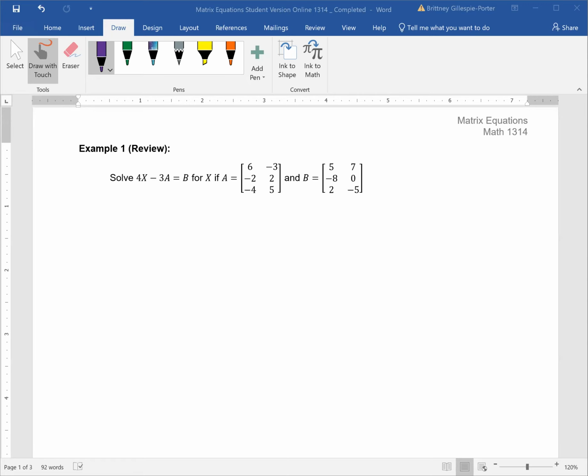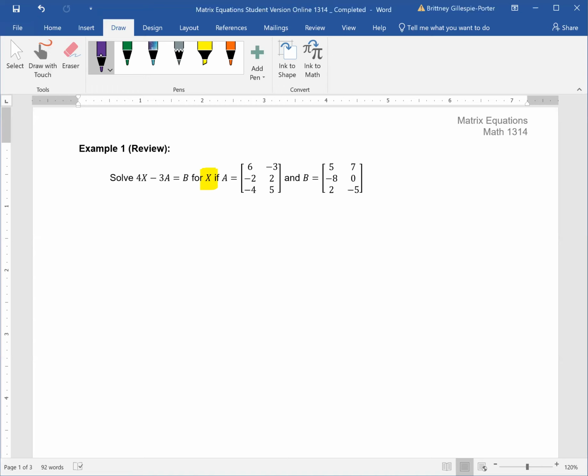Okay, so with matrix equations, there are two types that we're going to concentrate on. The first one you've already seen, hopefully. Here we have 4x minus 3a equal to b, and we are solving that for x, and then they give us a and b. First, we need to make sure that we can even add, subtract, whatever we need to do with a and b. So let's go ahead and find their order or their dimensions.